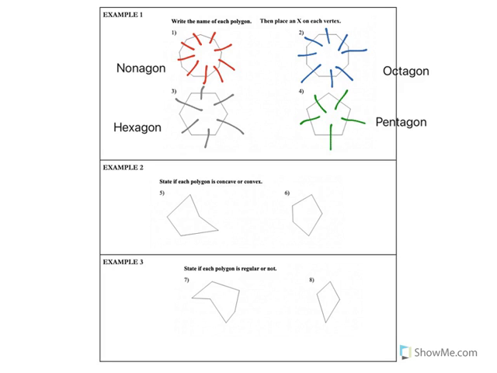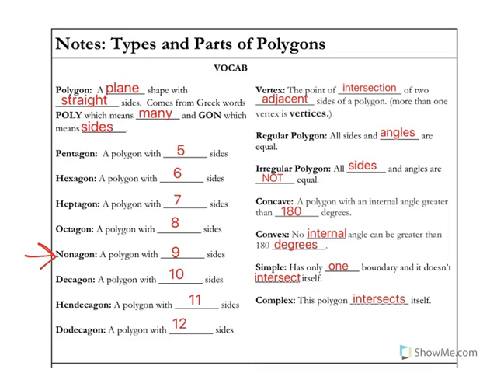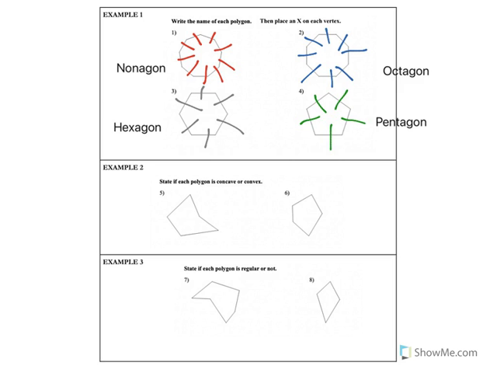Okay, hopefully you went and checked the chart and named these correctly. Now let's look at example 2. We're being asked to state if the polygon is concave or convex. Now, greater than 180 degrees, if we're looking at number 5, let's go back to our definition. Concave tells us that it has an internal angle greater than 180 degrees. So let's take a look.